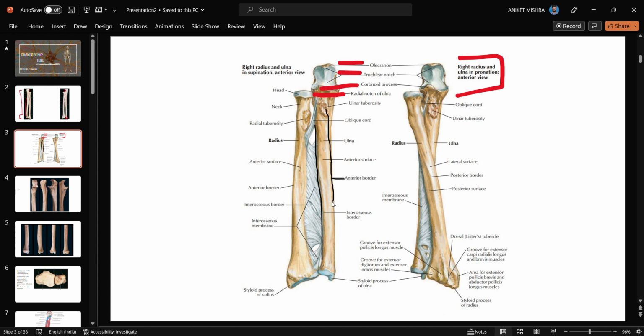The anterior border is thick and rounded and starts above from the ulnar tuberosity, and then it passes backward in its lower one-third. So when we see it from the anterior side, at the lower end we are not able to see the anterior border. It passes backward in its lower one-third and terminates at the medial side of the styloid process. In this view we are not able to see the posterior border.